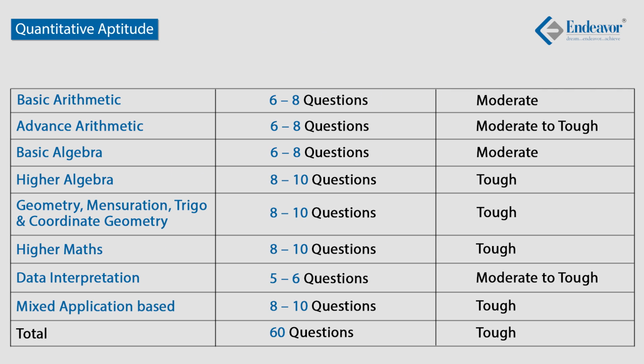Now, looking at the breakup, when you are preparing for the aptitude test at a UG level, you anyways go through arithmetic, algebra, basic arithmetic and basic algebra, but here the proportion of basic arithmetic and basic algebra is less.